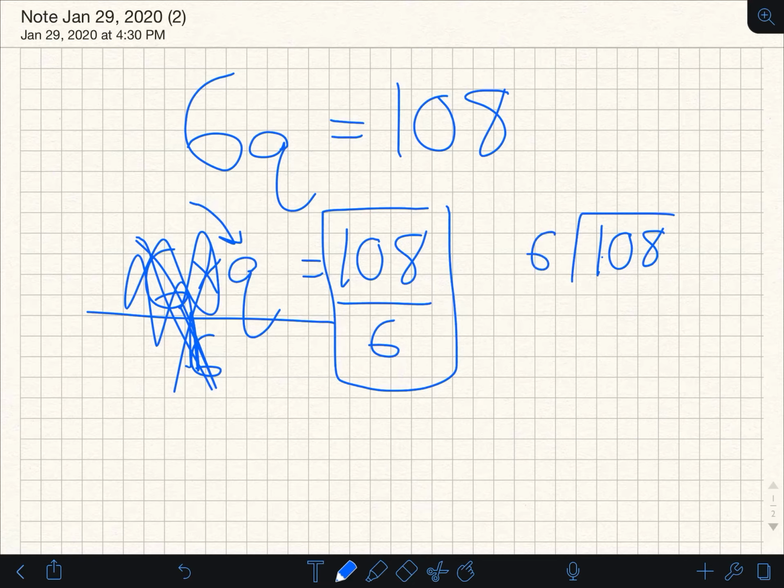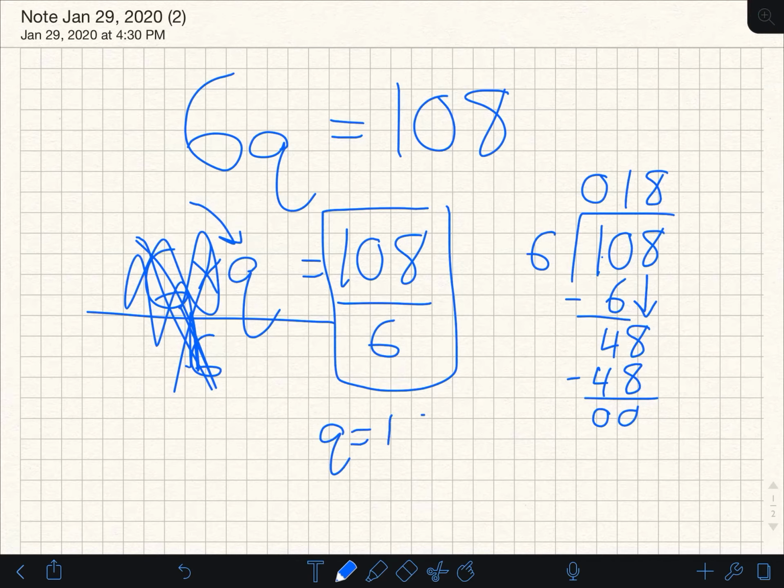6 goes into 1 0 times, but 6 can go into 10 once. 1 times 6 is 6. 10 minus 6 is 4. And I bring down the 8. Now, how many times can 6 go into 48? 6 can go into 48 8 times. 8 times 6 is 48. 48 minus 48 is 0, and there's nothing else to bring down. So my answer is going to be 18. q equals 18.